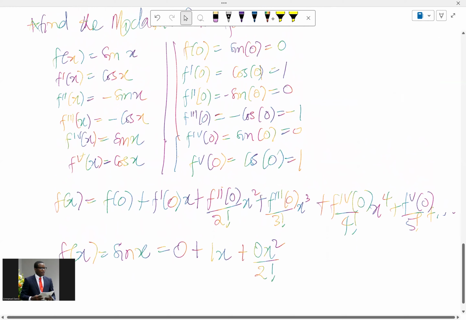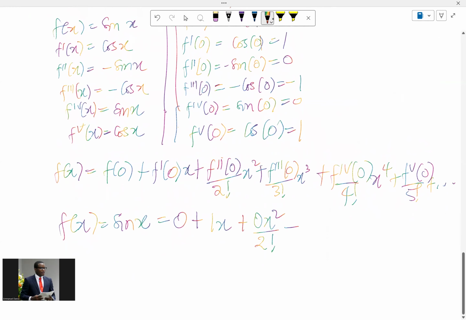Then the third derivative is now minus 1 times x cubed over 3 factorial. Then the fourth derivative is 0. So for even derivatives, you have 0. Then the fifth derivative now is 1, so you have x raised to power 5 over 5 factorial, plus everything else continues like that.